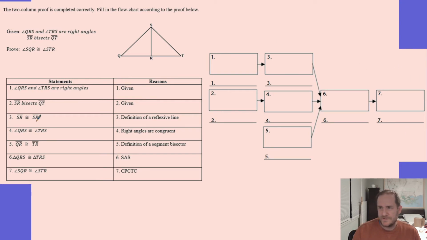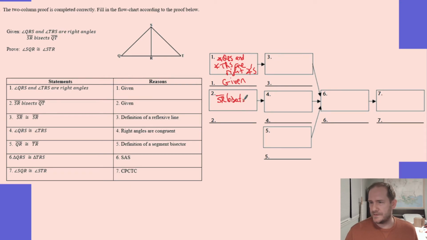So for many of these, you could literally take statement 1 and reason 1 and put it right into box 1, statement 1. That's true. I'm not going to deny that. In fact, I'm going to do it. So angle QRS and angle TRS are right angles. That's given. And that's fine. Now, statement 2 says SR bisects QT. That's going to want to go in box 2. Sure. SR bisects QT.